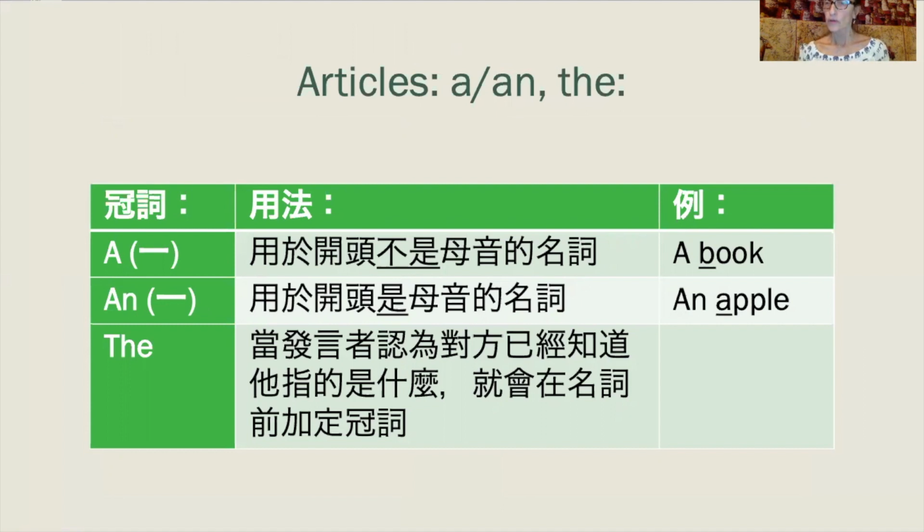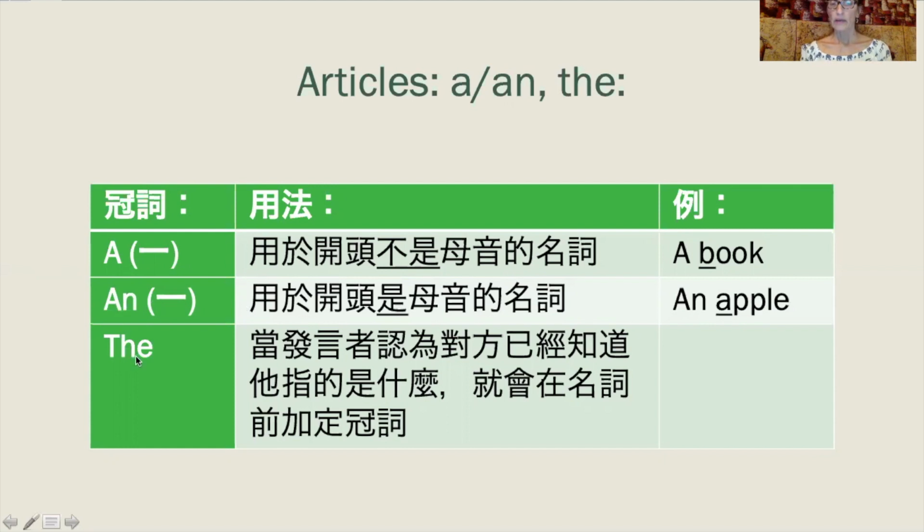So articles are words that you put before nouns, okay? And the rule is that you use this one, a, if the word does not begin with a vowel. But if the word begins with a vowel, then you use the word an.